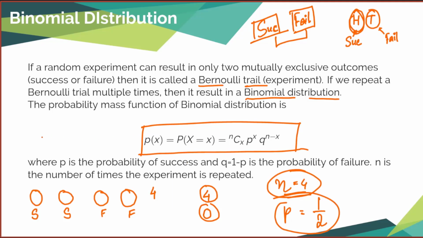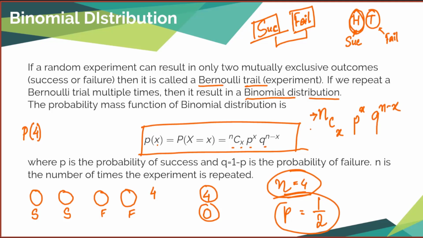So if you want the probability that I will get all of them heads, in that case I am interested in the probability of 4, that means 4 successes. So I will replace this small x by 4. I will replace the values of n, p and small x here, and I will get a probability, right? So the formula is nCx p to the power x q to the power n minus x.